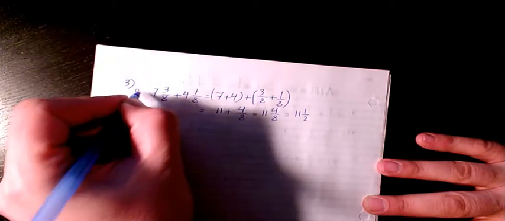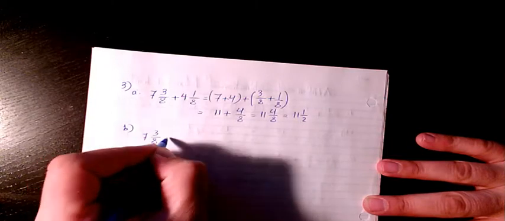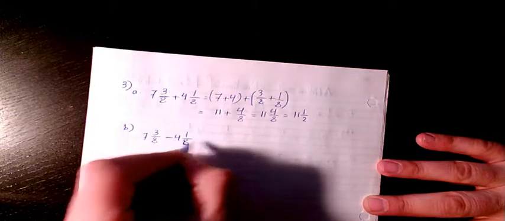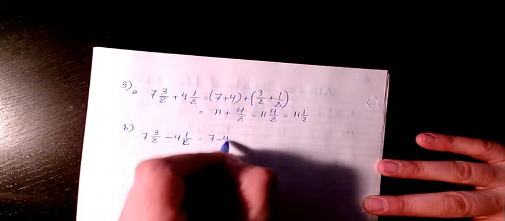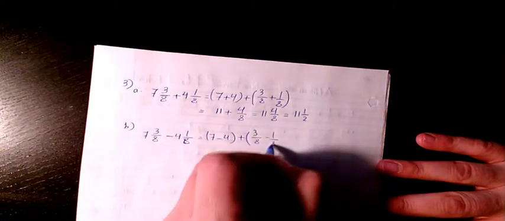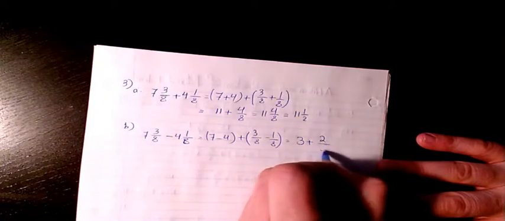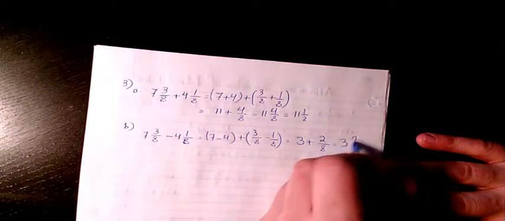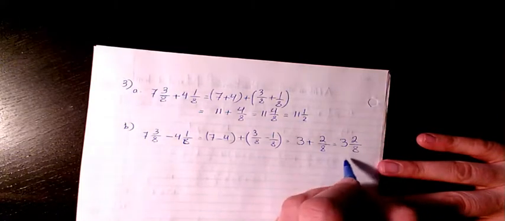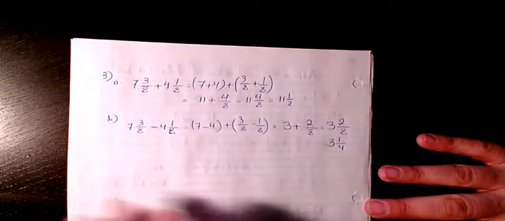3b. It is 7 3 8 minus 4 1 8. So we have 7 minus 4 plus 3 8 minus 1 8. So we have 3 plus 2 over 8. Or we have 3 2 over 8. We can reduce it. So 2 over 8 is going to be 1 over 4.